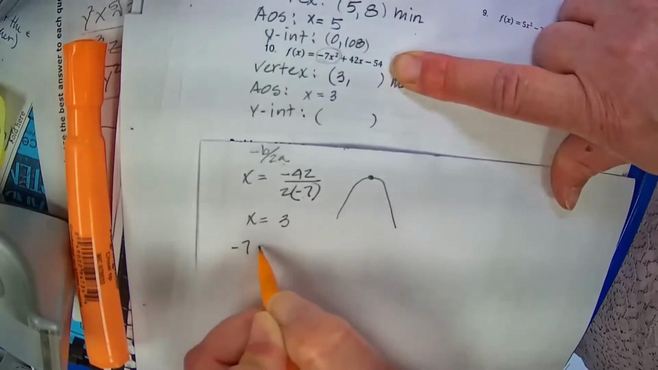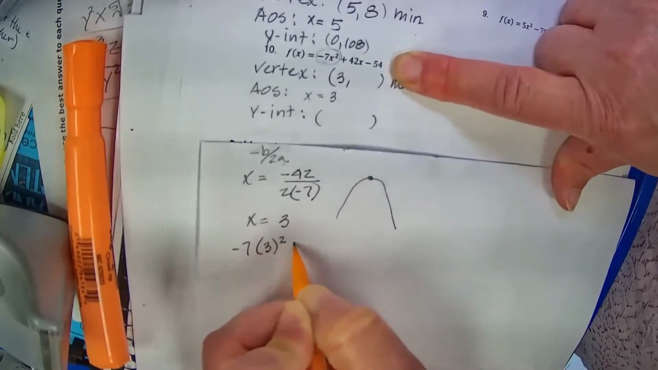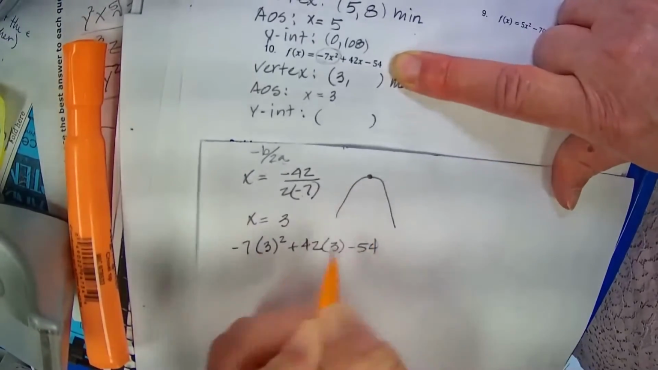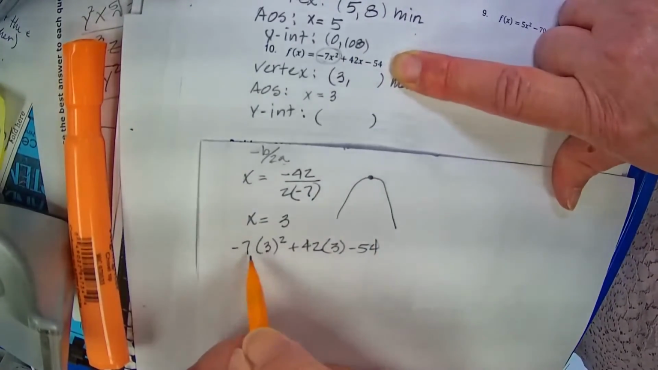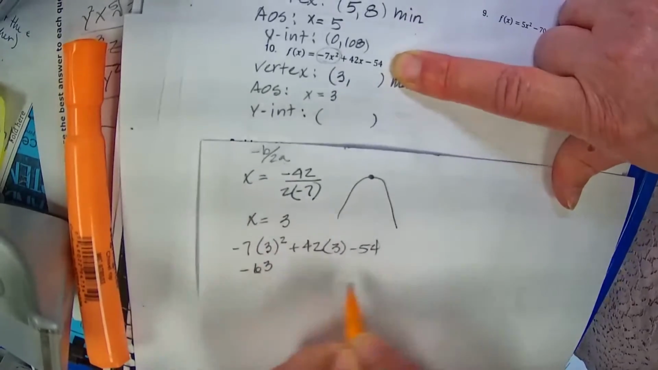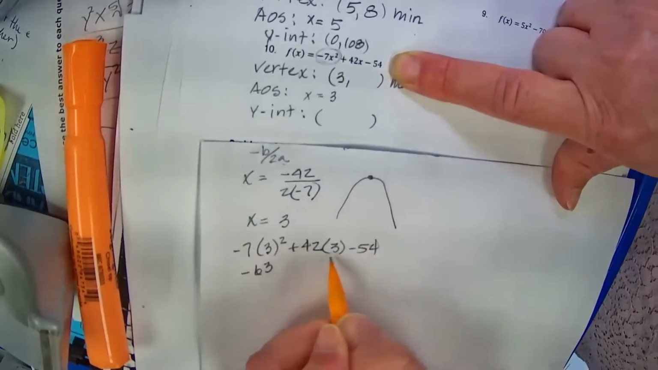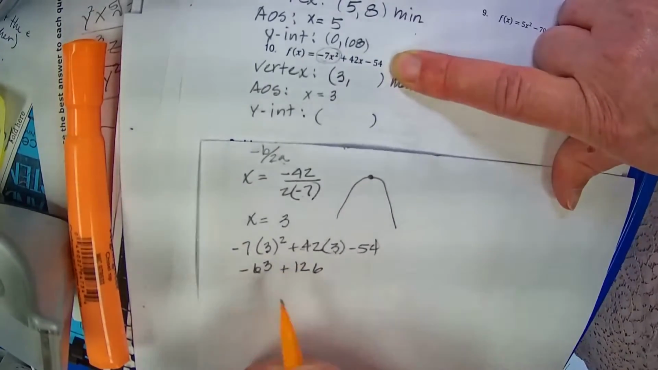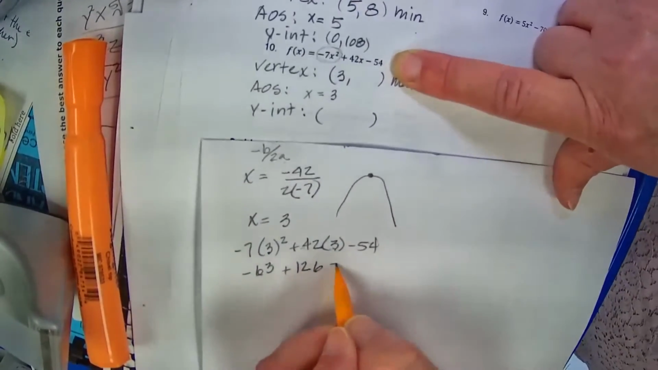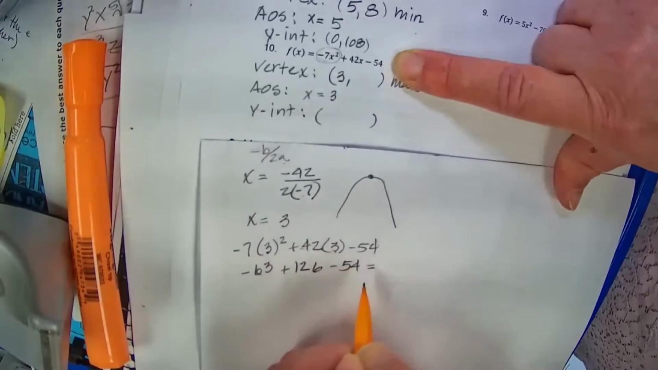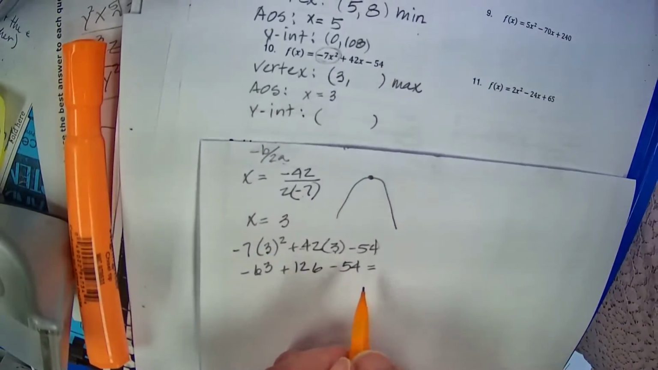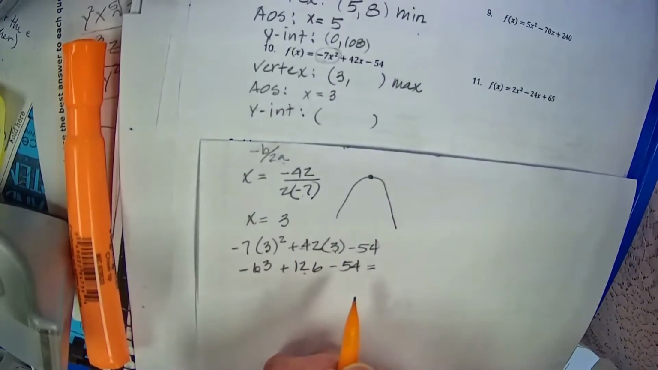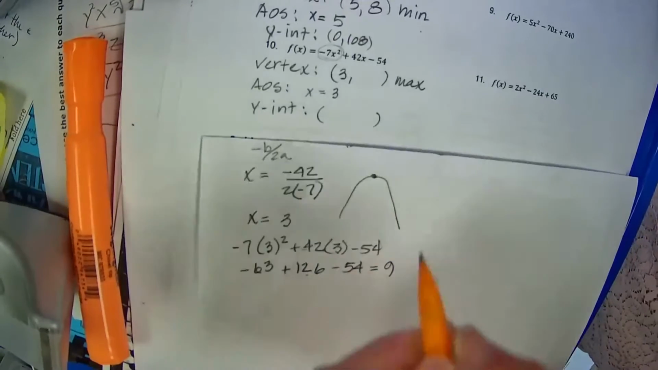So we've got negative 7 times 3 squared plus 42 times 3 minus 54. 3 squared is 9. 9 times 7 is 63, and that's negative. 42 times 3, that's 126, and that's positive. And then we've got minus 54. Okay, so negative 63 plus 126 minus 54. 9. That's it.